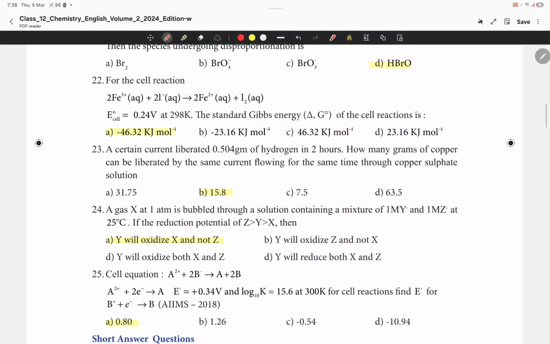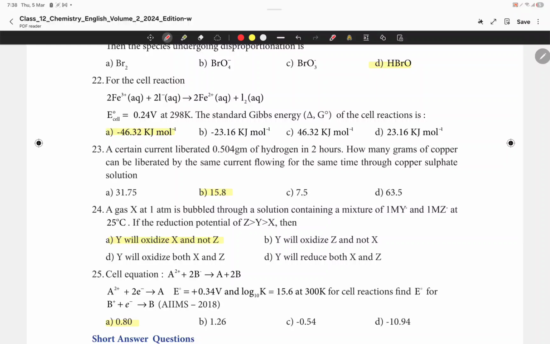For the cell reaction, 2Fe3+ + 2I- gives 2Fe2+ + I2, E0 cell is equal to 0.24 V at 298 K. The standard Gibbs energy ΔG0 of the cell reaction is -46.32 kJ per mole. A certain current liberated 0.504 gram of hydrogen in 2 hours. How many grams of copper can be liberated by the same current flowing for the same time through copper sulfate solution? 15.8.